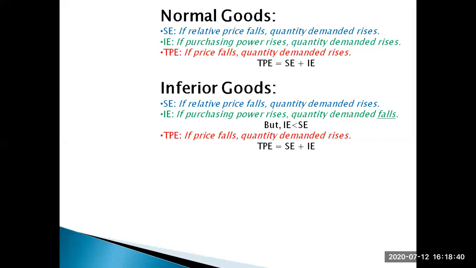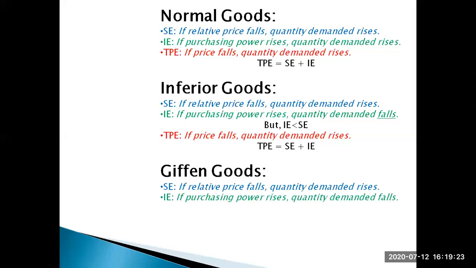So when the substitution effect pulls the individual up a little, the income effect reduces that height a little, not the same distance, because the income effect is smaller. The income effect is weaker and the substitution effect is stronger. So the TPE, or the total price effect, still says that if the price falls, quantity demanded rises. This total price effect is kind of similar to the normal goods. So there may be situations where both for normal goods and for inferior goods, if the price falls, the quantity demanded rises. So inferior good is not essentially an exception to the law of demand. What is an exception to the law of demand is the Giffen good.